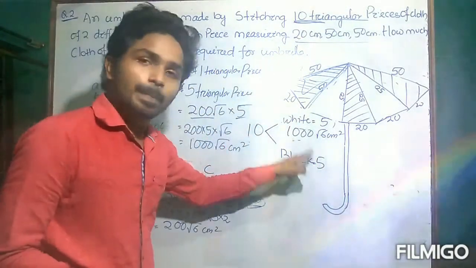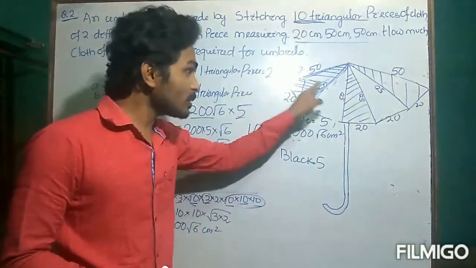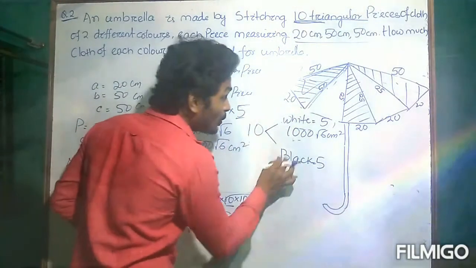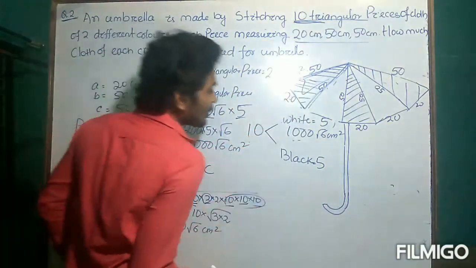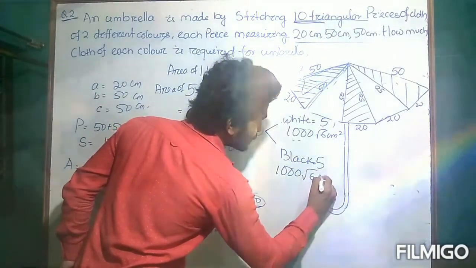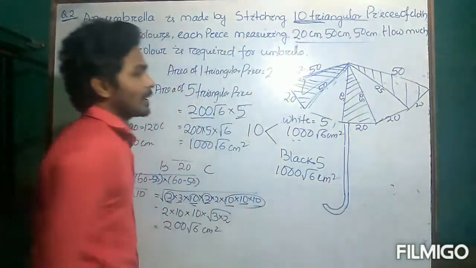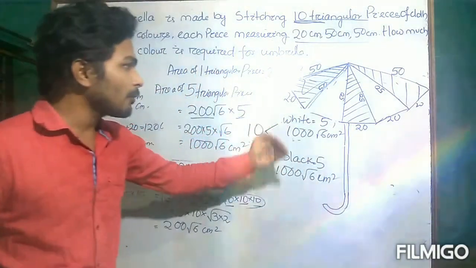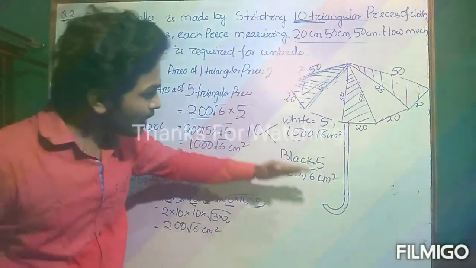Similarly, 5 triangular pieces of black cloth are also required. So the area of the cloth required to make the umbrella is the same, 1000 root 6 centimeter square. Individually, 1000 root 6 centimeter square is required for white cloth as well as for black.